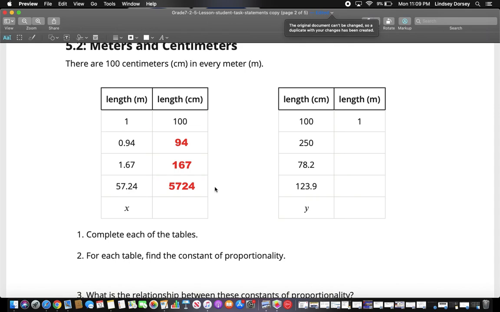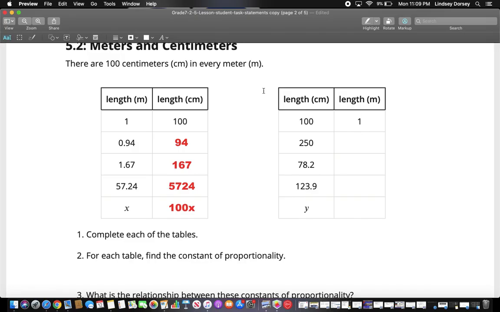5,724 centimeters. Okay, so for any amount of meters that I give you, how would you determine the length in centimeters? If you notice, I'm multiplying the left side by 100 to determine my length on the right side. So it would just be 100 times x.